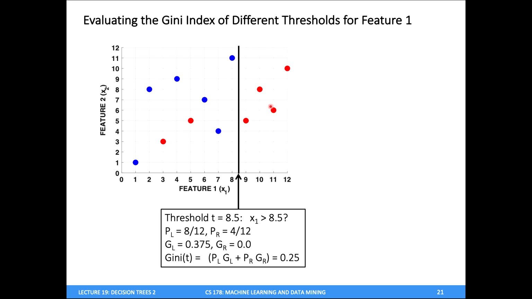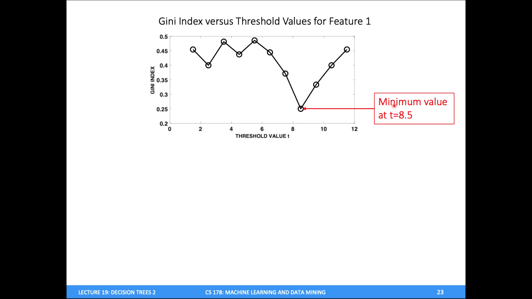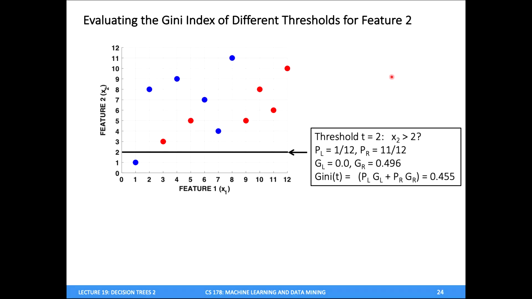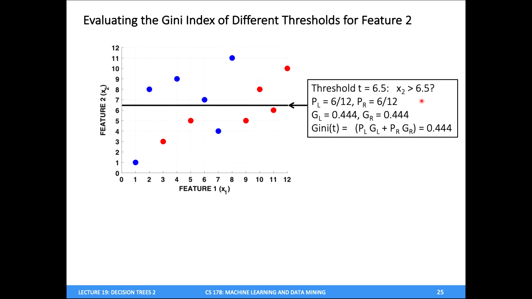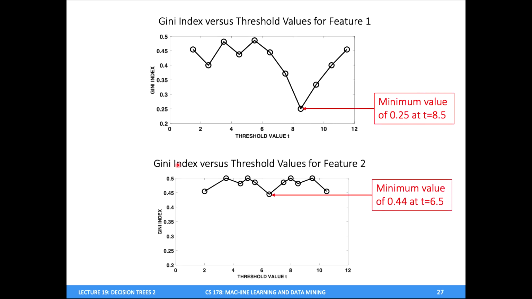Okay, so we saw how to compute Gini indexes for every threshold for feature 1. What we need to do now is consider splitting on the second feature rather than just the first feature. So we repeat this procedure now, except instead of splitting on x1, we're going to split on x2. We consider all the possible thresholds here, compute their Gini indexes in exactly the same way as we did before, and get a new graph, except now for feature 2. And in this graph for feature 2, our minimum Gini value is 0.44 at the threshold of t equals 6.5.